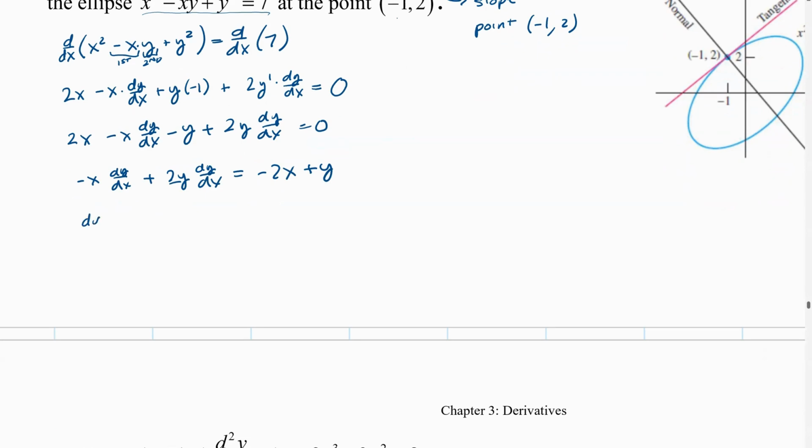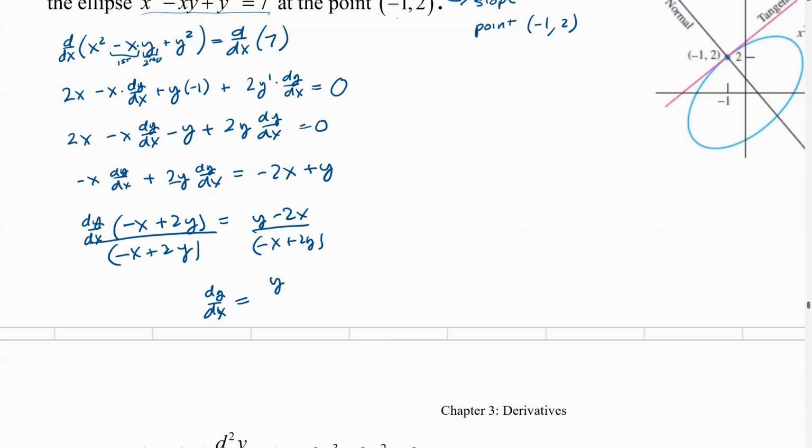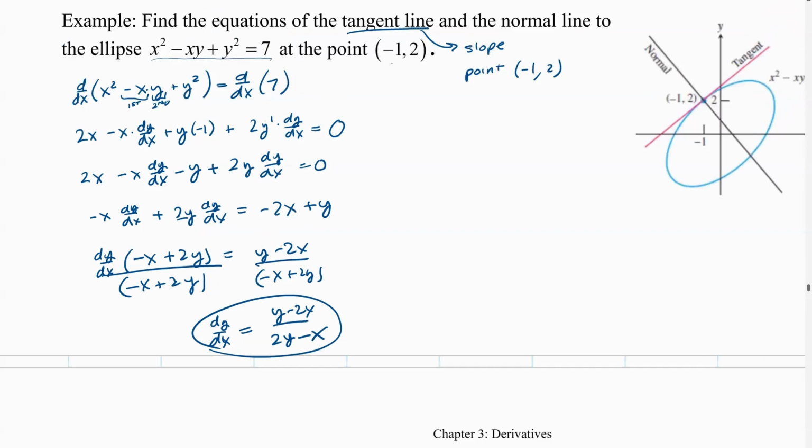Now I'll factor out that dy dx. And I'm just going to rewrite these. I don't like having that first term negative, so if I can avoid it, I'll divide both sides by negative x plus 2y, and I get that dy dx is equal to y minus 2x over 2y minus x. And there's our equation. Now, that is solving for that derivative.